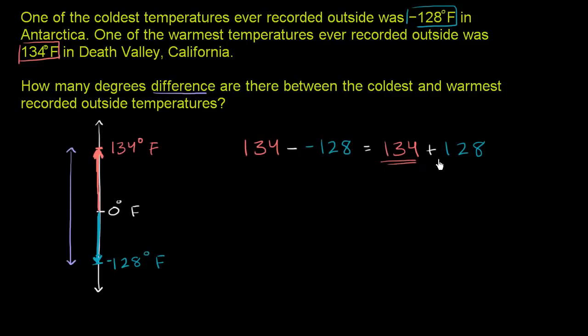But needless to say, we can now figure out what it's going to be. And this is going to be equal to, let me figure this out separately over here. So if I were to add 134 plus 128, I get 4 plus 8 is 12, 1 plus 3 plus 2 is 6, it's 262. So this right over here is equal to 262. How many degrees difference are there between the coldest and the warmest recorded outside temperature? 262 degrees Fahrenheit difference.